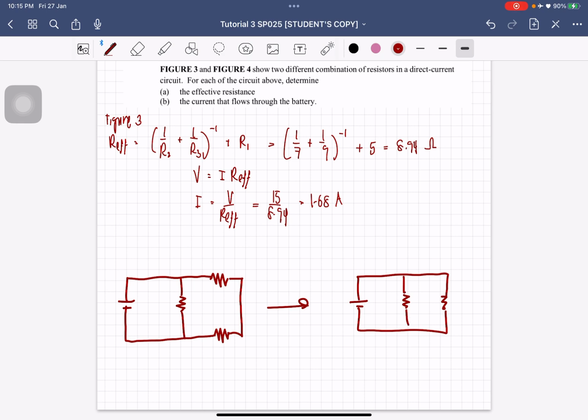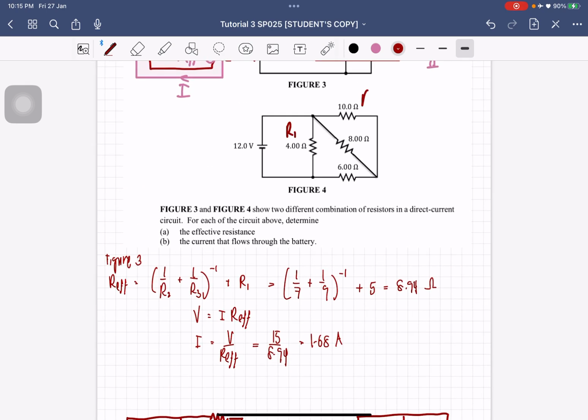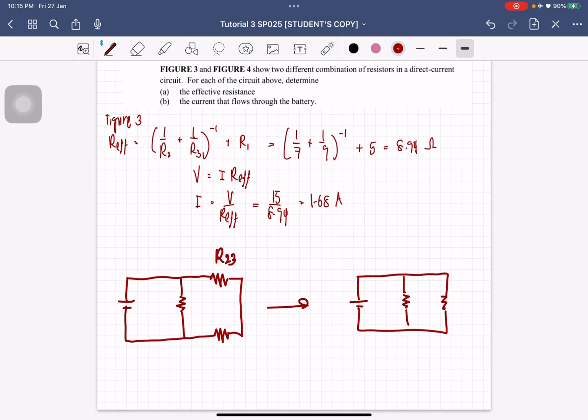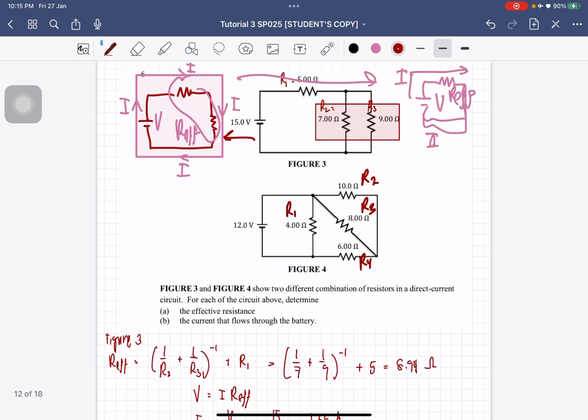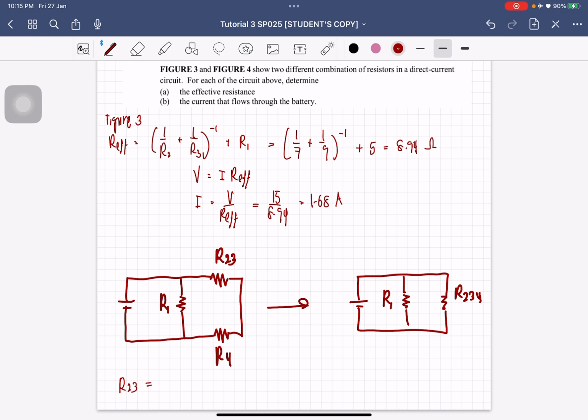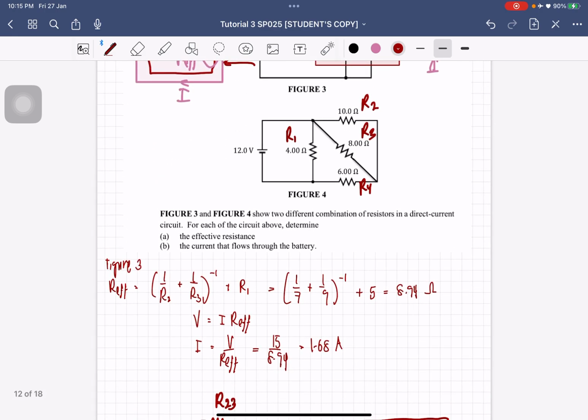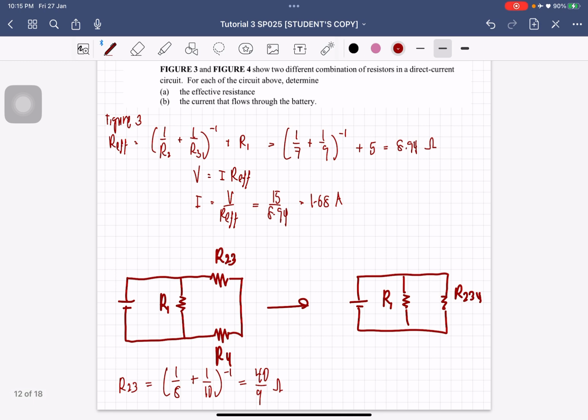All right, so it's going to be R1, R2, R3, and R4. So this is R23, this is R1, this is R4. First we are going to calculate R23. R2 and R3 are in parallel, so that is 1 over R2, which is 8, plus 1 over 10. So you'll get 40 over 9 ohm. I will always leave it in fraction, because if you put it in decimal, there will be too much rounding off.